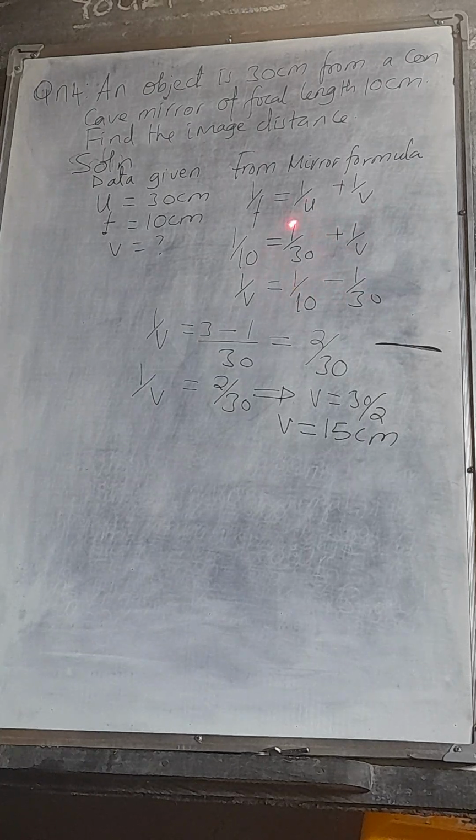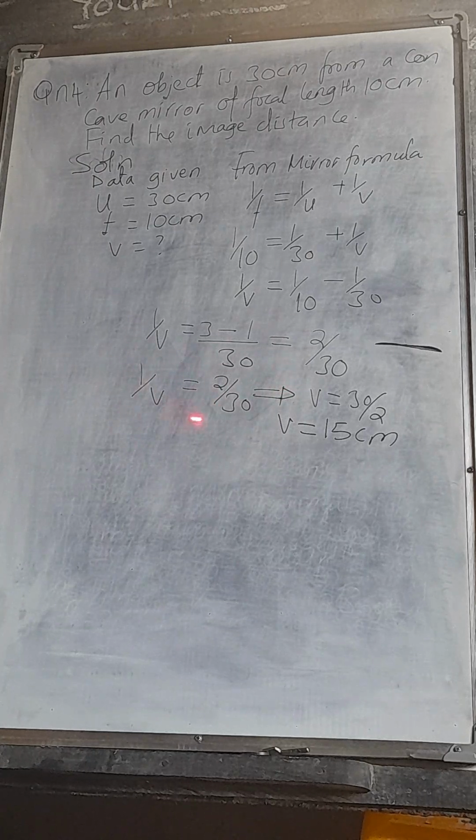So this 1 over 30 here is positive, of course. If it jumps to the other side, it will be taken away. So 1 over v is equal to 1 over 10 minus 1 over 30. We take the LCM between 10 and 30, which is 30. So 30 divided by 10, you get 3. 3 times 1, you get 3 here. 30 divided by 30, you get 1. 1 times 1, you get 1. So 3 minus 1, you get 2. Now 1 over v is equal to 2 over 30.